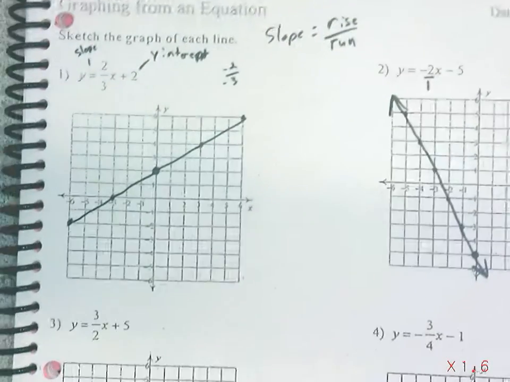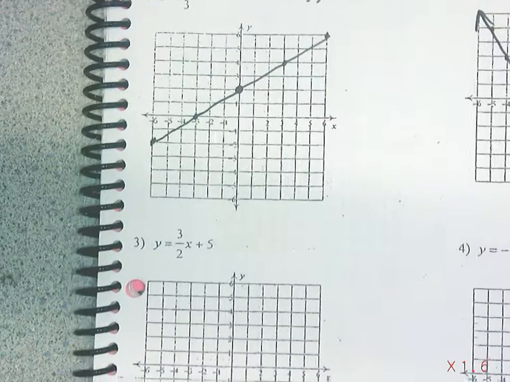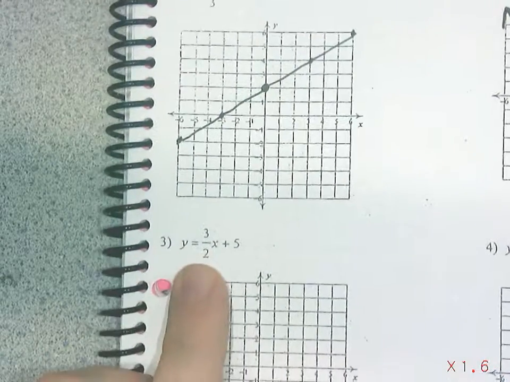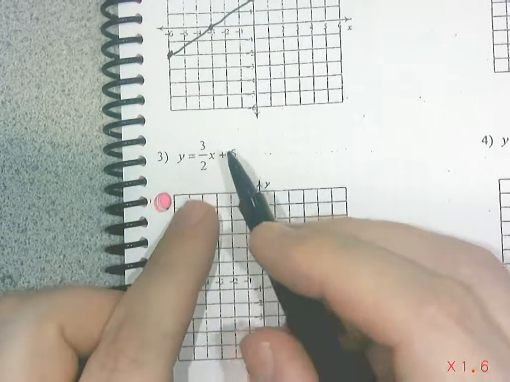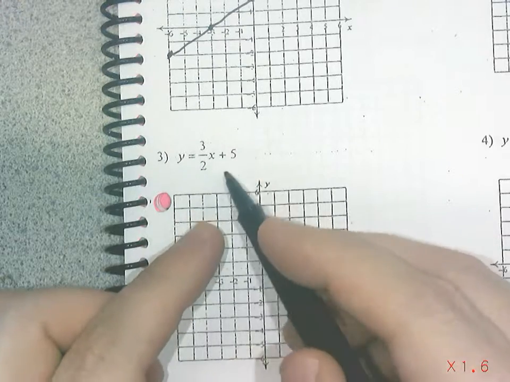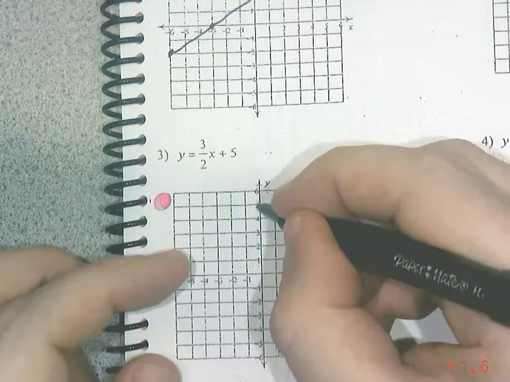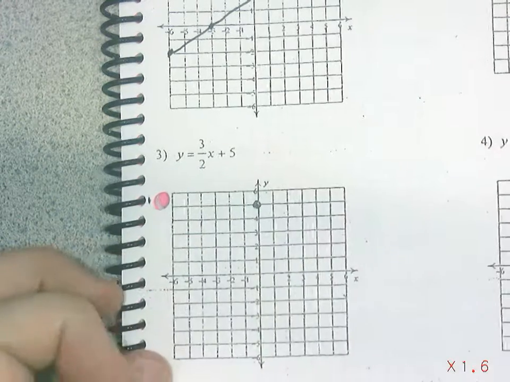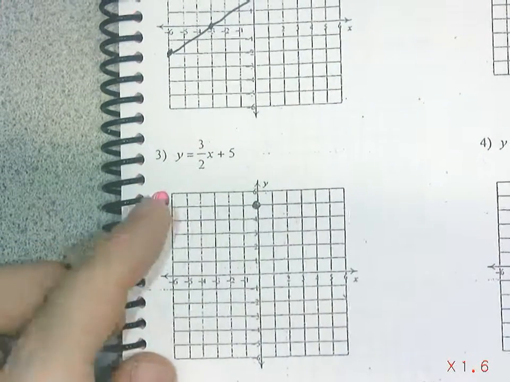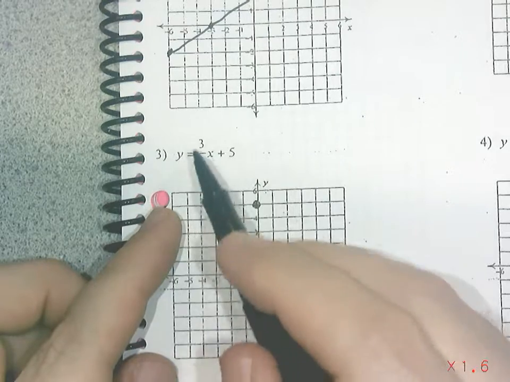Okay, let's look at another example. So let's look at this one right here, y equals 3 over 2x plus 5. So again, 5 would be my y-intercept, right? That's my starting point. I always start at my y-intercept. So right there at 5 on the y-axis. And then my slope is positive 3 over 2.